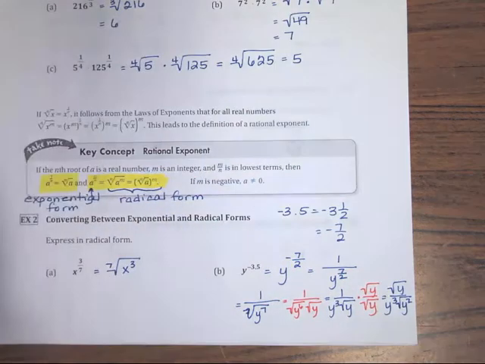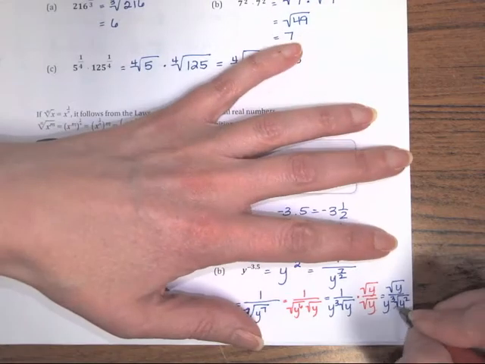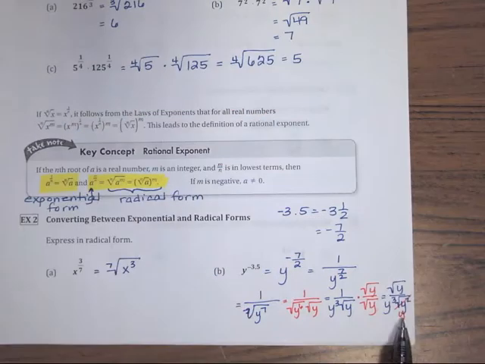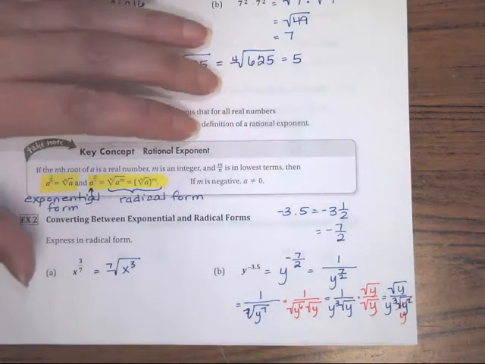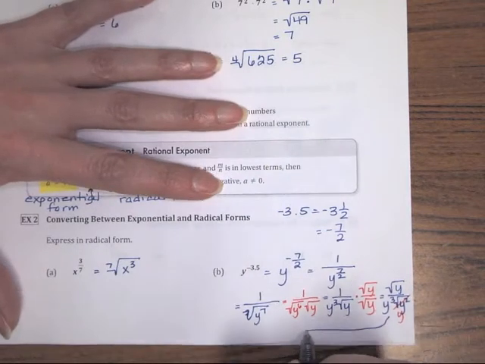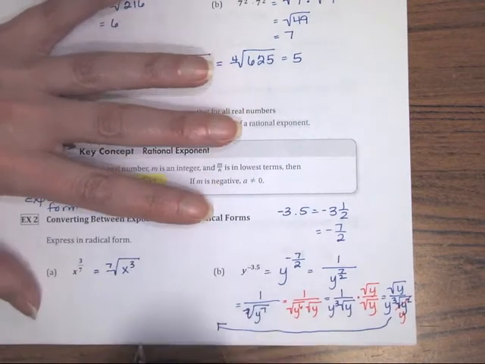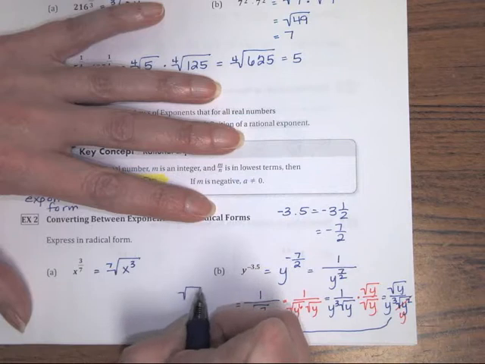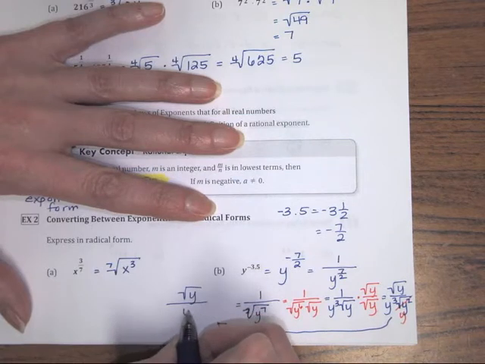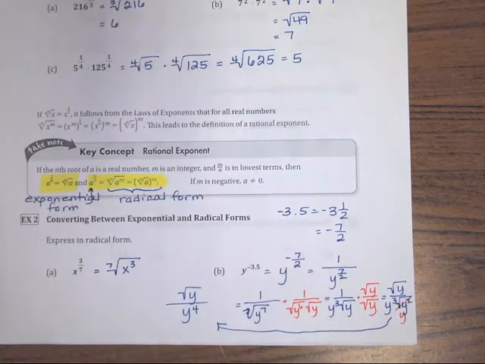And what's the square root of y squared? Y. So now you're going to combine this y with this y, and I'm just going to move it all the way over to here. This is the square root of y over y to the 4th.